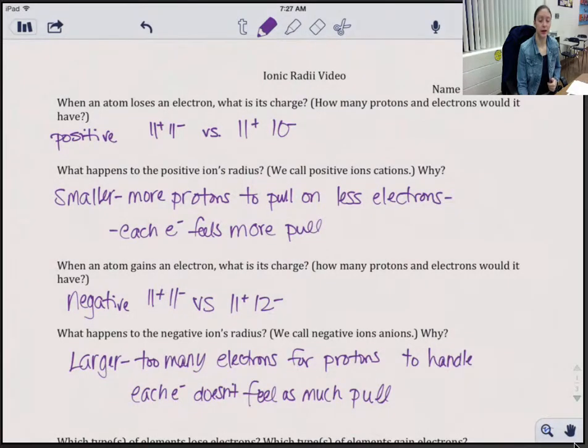Alright, in this video we're going to look at ionic radii and how the size changes for different ions. So the first thing we're looking at here is when an atom loses an electron, what its charge is. So think about how many protons and how many electrons that would have.